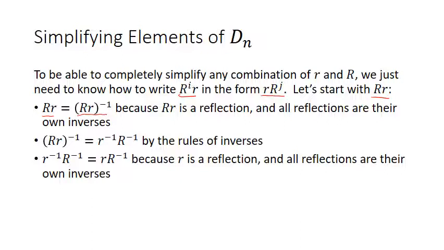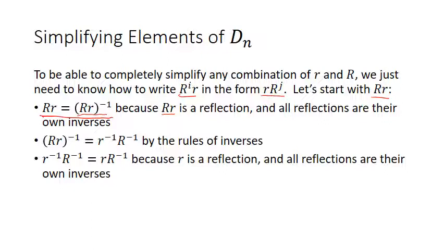And that's because big R times little r is a reflection. And we know it's a reflection because remember that we found that all compositions of rotations and reflections are reflections. Also, you can just look up exactly what big R little r is in the operation table and find that it's a reflection. So anyway, all reflections are their own inverses, so that's how we get this first equation here.